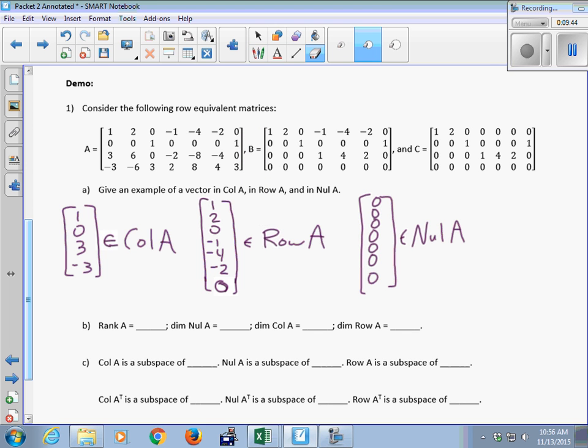Is that the only vector in the null space? I don't think so, because I have this in row reduced form. If I augmented with zeros, I have free variables, so it would not be the only solution. Yeah, there are other vectors in the null space, for sure.